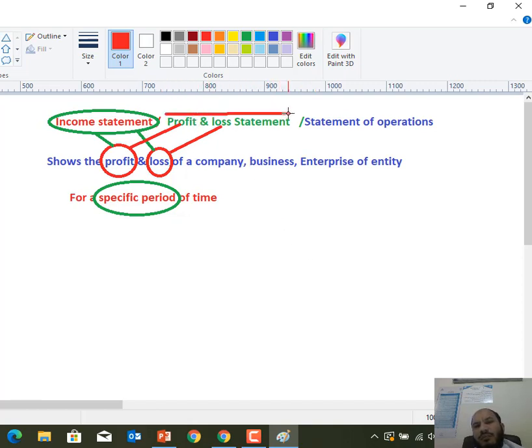It is called the profit and loss statement. Why is it called the statement of operations?